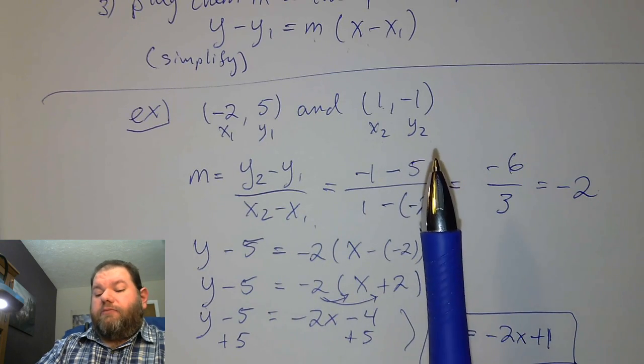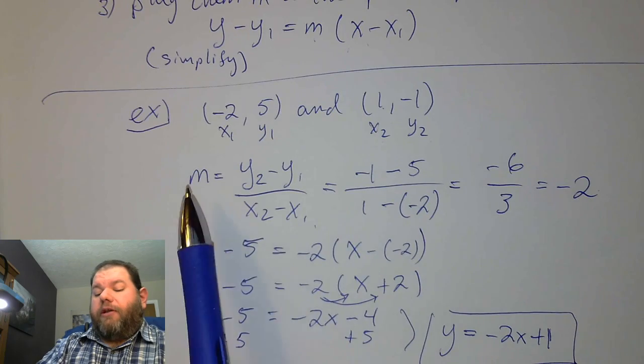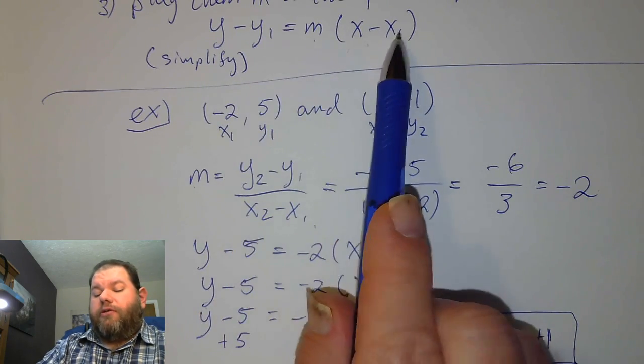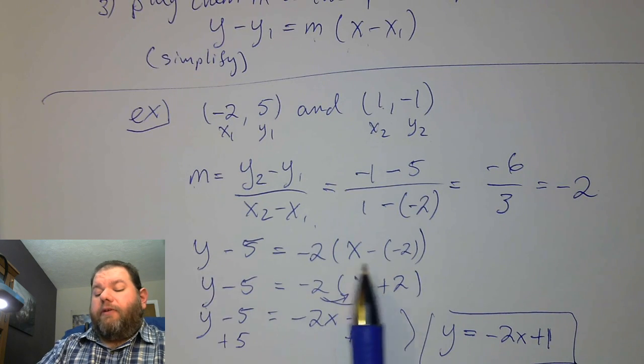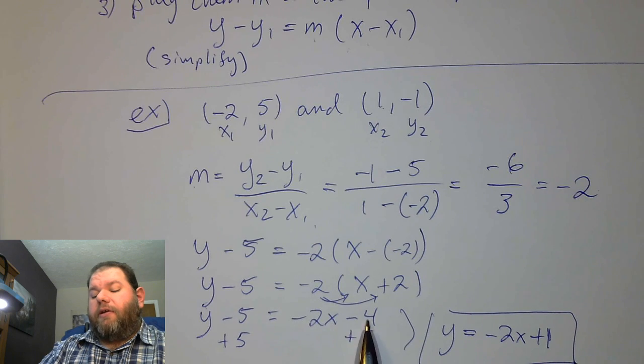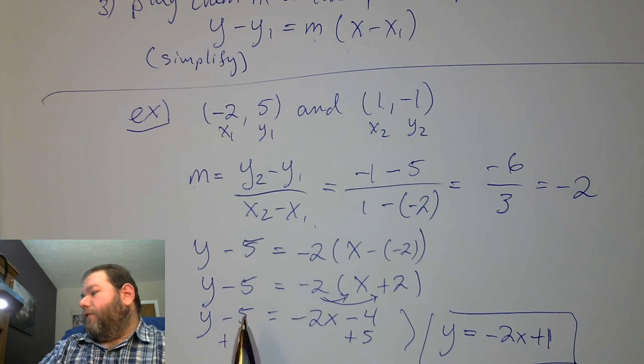Now, again, once we had m and then we took one of our coordinates, we plugged that into the equation here, as so. Simplified on the right hand side. And then to get y by itself, we just add them over.